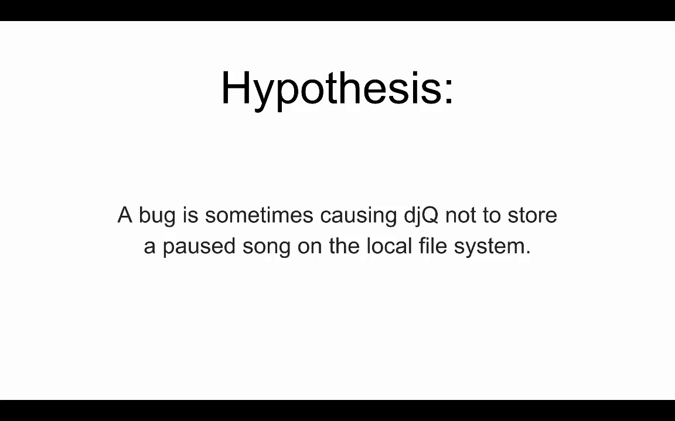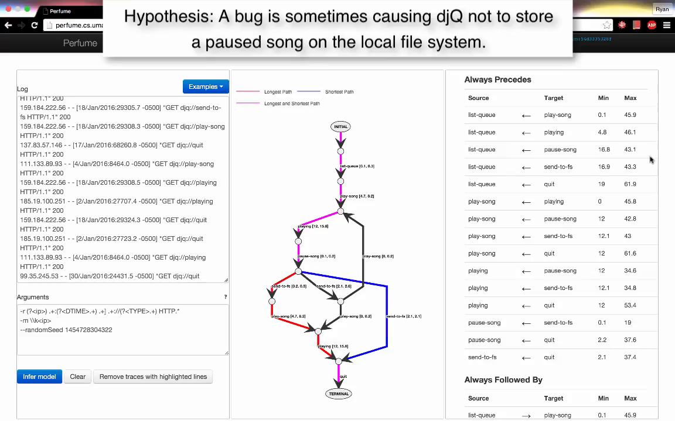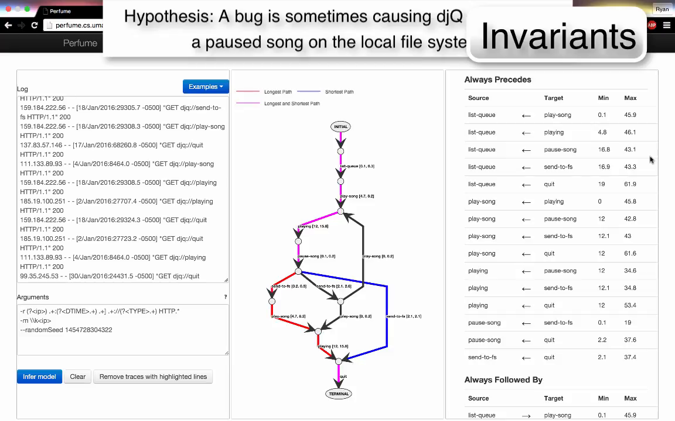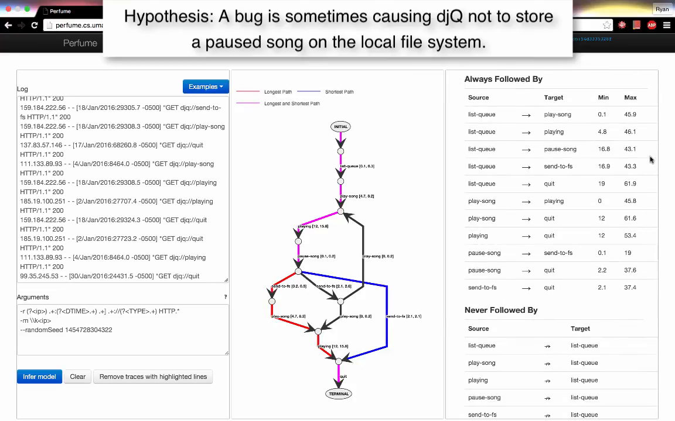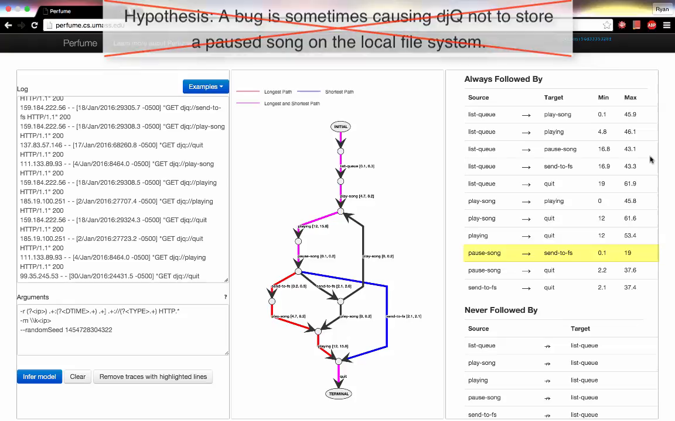A bug is sometimes causing DJQ not to store a paused song on the local file system. Jenna decides to check if any executions have a pause song action that was not followed by a store-to-file system action. This would slow down play song because the song would need to be re-downloaded. Perfume displays four kinds of invariants that were true in every logged execution, including whenever one action type always precedes, always follows, or never follows a second action type. Here, every pause song action was followed by a send-to-file system action, disproving Jenna's hypothesis. Every time the user paused, DJQ cached the song locally.